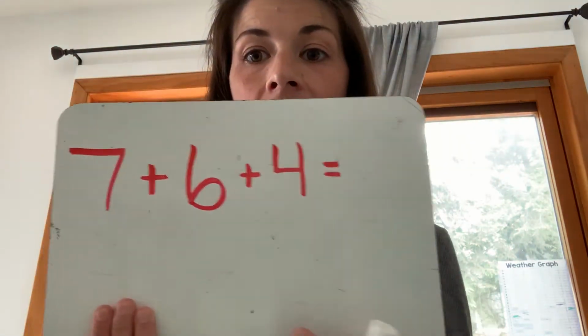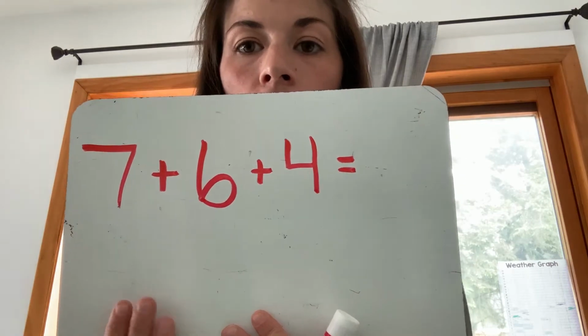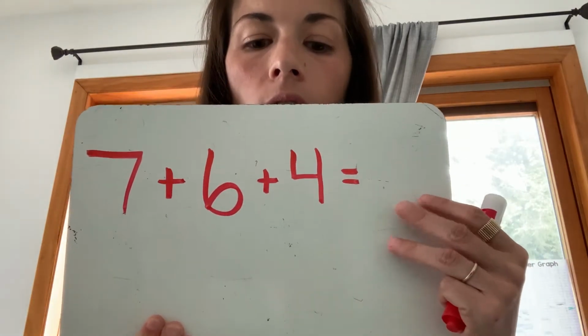The next question was, Kara makes hats for her friends. She makes 7 blue hats, 6 green hats, and 4 purple hats. How many hats did she make in all? So I have 3 add-ins, 7, 6, and 4, that I need to add together to find my sum, or how many hats she made in all.